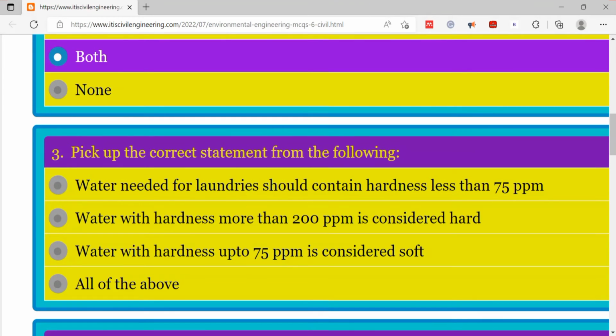Pick up the correct statement from the following. Water needed for laundries should contain hardness less than 75 ppm. Water with hardness more than 200 ppm is considered as hard. Water with hardness up to 75 ppm is considered to be soft. So all of these statements are correct, that the water that is needed for laundries should contain hardness less than 75 ppm. Water with hardness more than 200 ppm we consider it as hard, and with hardness up to 75 ppm is considered to be soft.